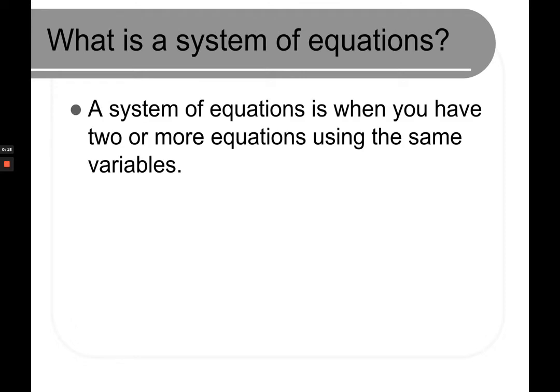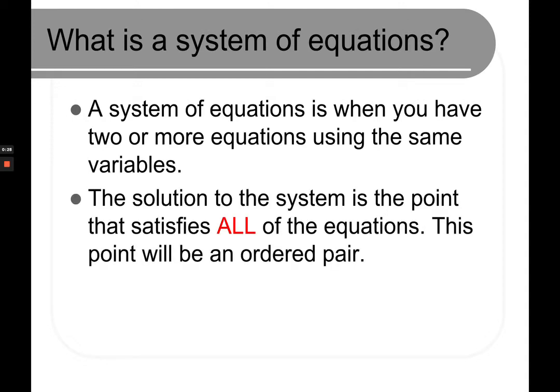A system of equations is when you have two or more equations using the same variables. For this case, we usually use x and y. The solution to this system is the point that satisfies all of the equations. This point will be an ordered pair. Again, it's x and y.